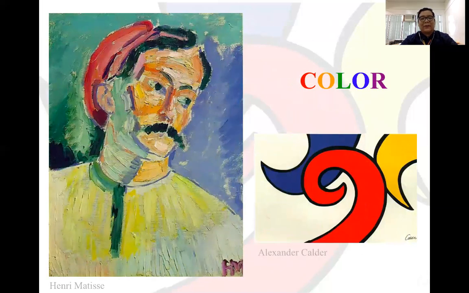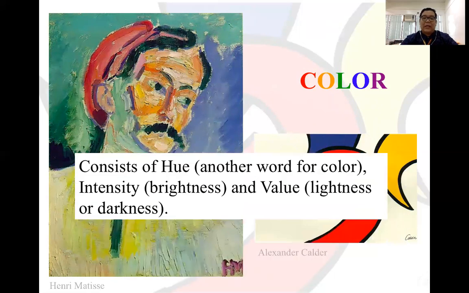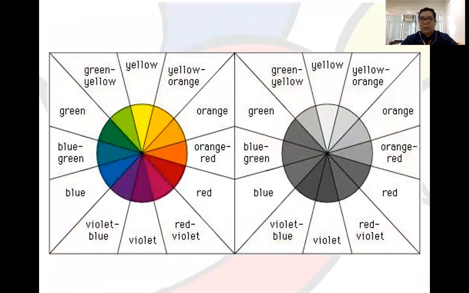Apart from lines, it's also vital for us to understand color. Colors are there to add more life to the art. A color consists of hue, which is another word for color. It also has intensity, which involves the brightness of the color. And of course, the value, which involves the lightness or the darkness of the color. I know most of us are familiar with the color chart and the different colors that we have. Colors are also achieved with a combination of different primary and secondary colors.